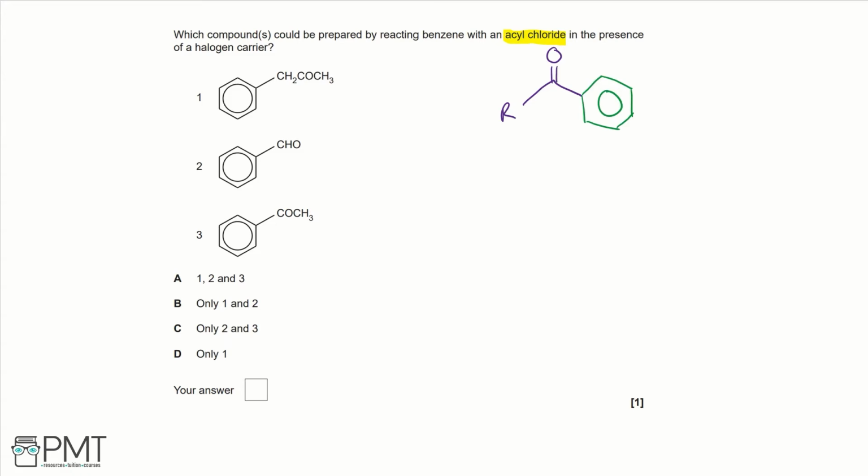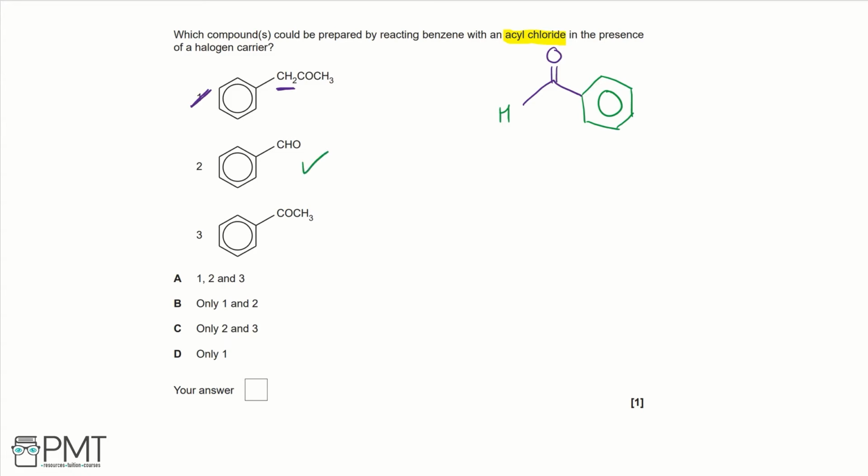What will happen is we'll have a CO being bonded. So we are looking for something that has CO. It can't be number 1 because this has CH2 before you even get to your CO group. So it's not 1. If we look at 2, that would mean the R group becomes hydrogen, and you get CHO as your side group bonded to your benzene.